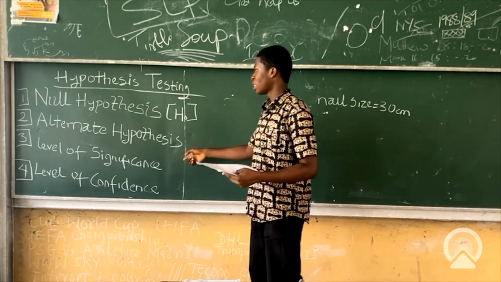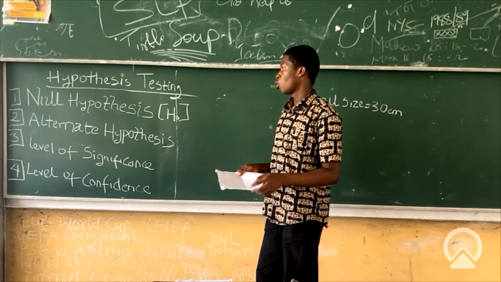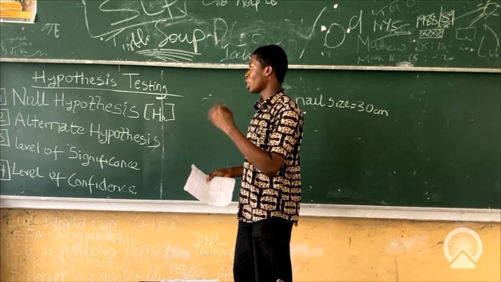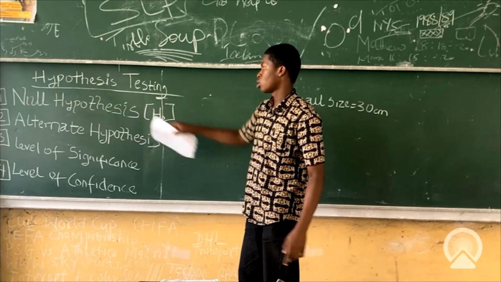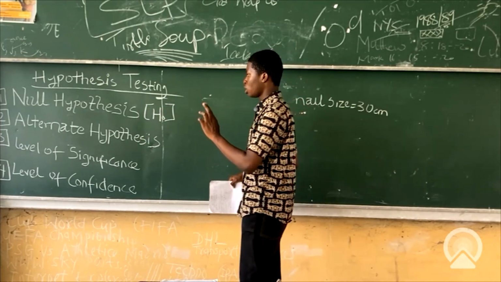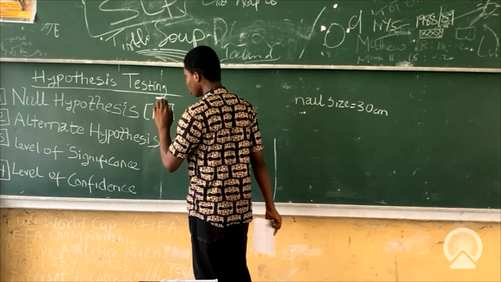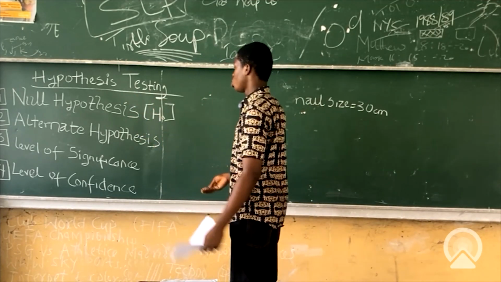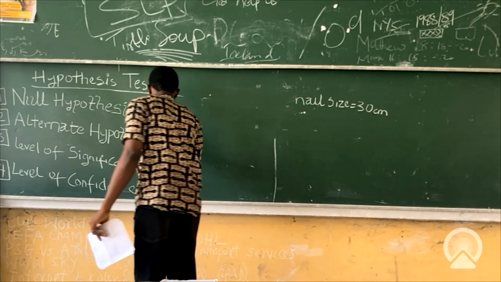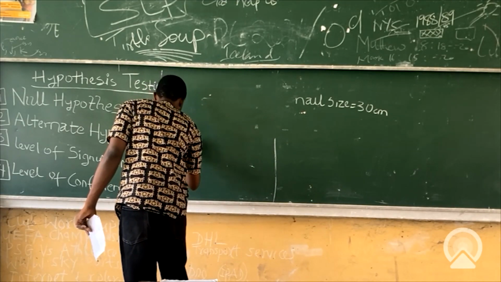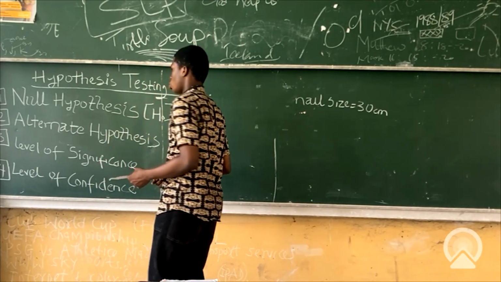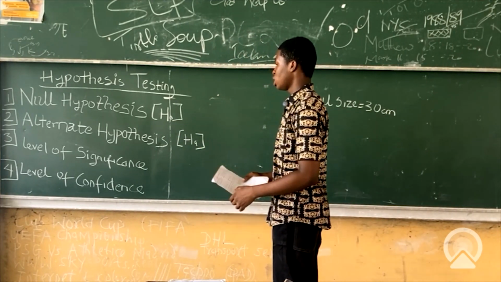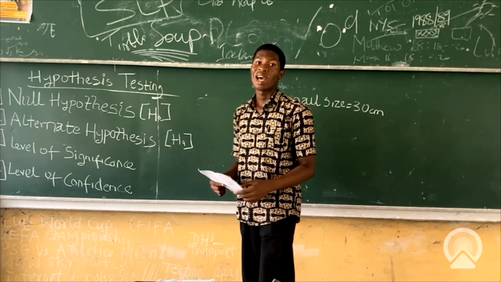Secondly, we'll be looking at the alternate hypothesis, which is basically the hypothesis which provides an alternate view of what the null hypothesis says. So in simple terms, it's a hypothesis that tends to disagree with or invalidate what the null hypothesis is saying. It is represented with the symbol HA.